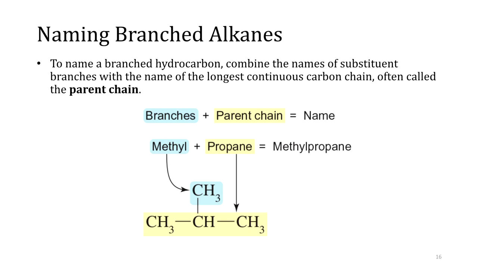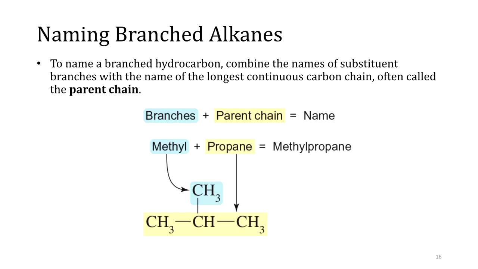So we know how to name all the linear alkanes from C1 to C12, from methane down to dodecane. Next, let's look at how we name branched alkanes. To name a branched hydrocarbon, we combine the names of the substituent branches with the name of the longest continuous carbon chain. That longest continuous carbon chain we call the parent chain. So the branches plus the parent chain gives the name.